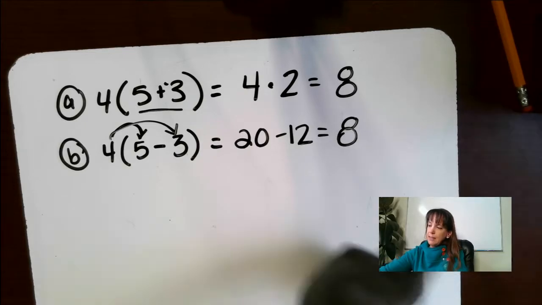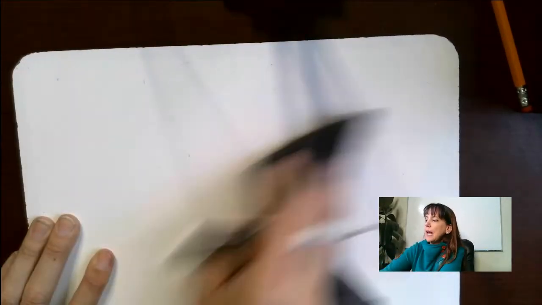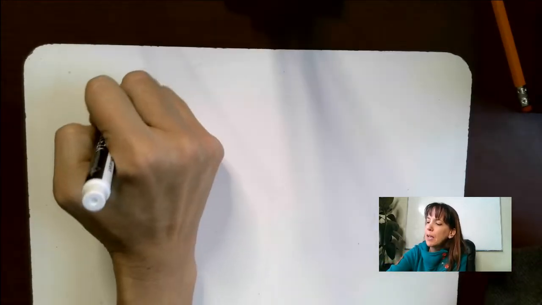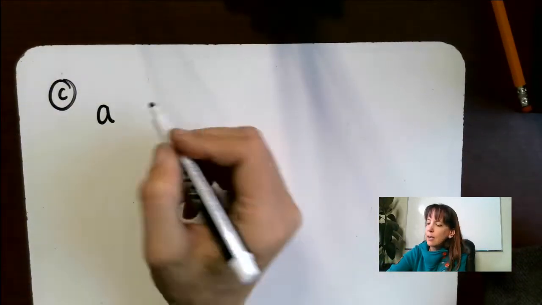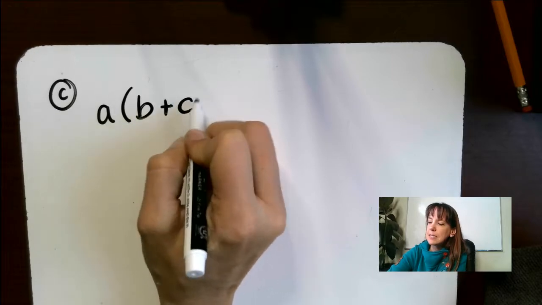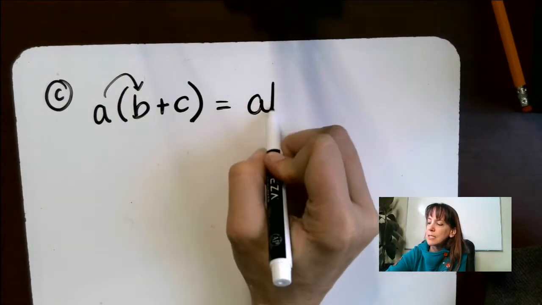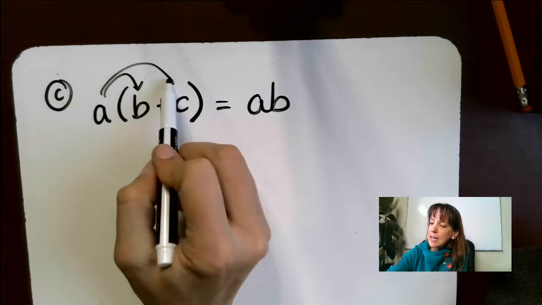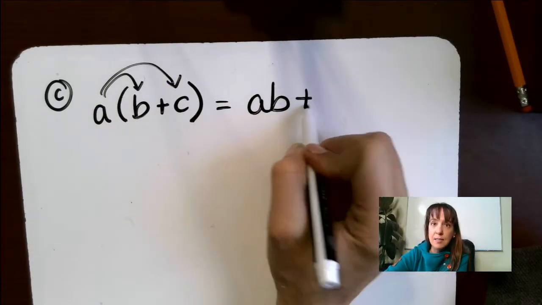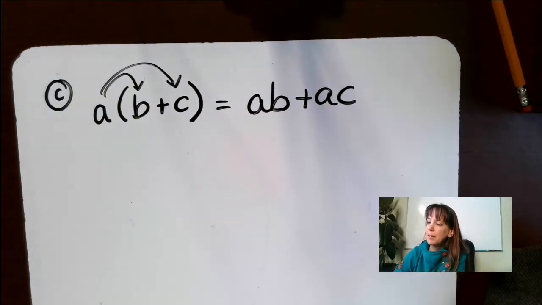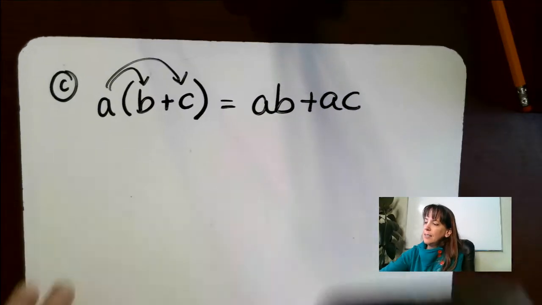Okay, for letter C, it says use A, B, and C to write the distributive property. The way that this should look is A times B plus C. We're gonna use those rainbows. We're gonna say this times this, which gives us AB. We're gonna say this times this, which gives us plus, because they're both positive, AC. Plus AC. Excellent.